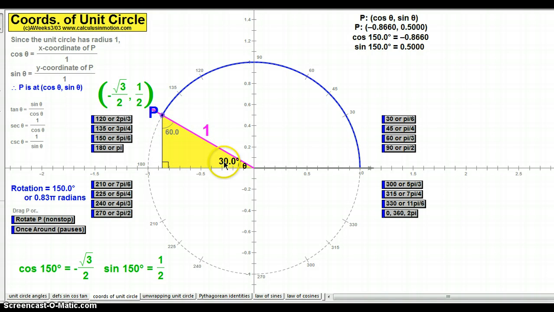And if you have a 30-degree reference angle, remember what's across from it and whatever is adjacent to it. These are your sine and your cosine, and they're going to continue all the way around the circle. So go ahead and create your chart.